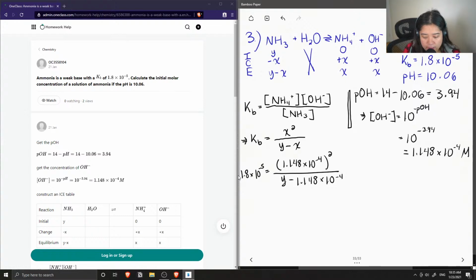So let's just try to isolate and solve for Y. And when you do the following calculation, you should end up with 8.47 times 10 to the negative 4. So therefore, the initial concentration of NH3 is equal to 8.47 times 10 to the negative 4 moles per liter.